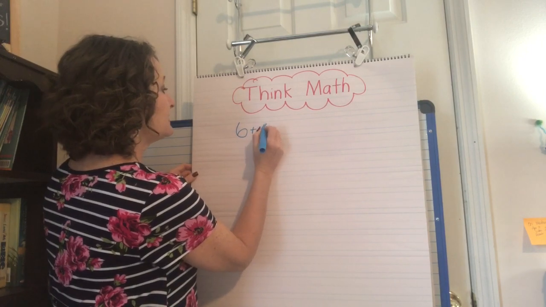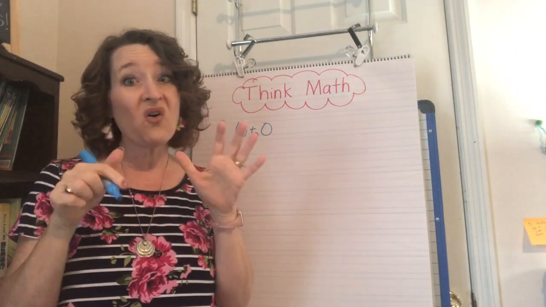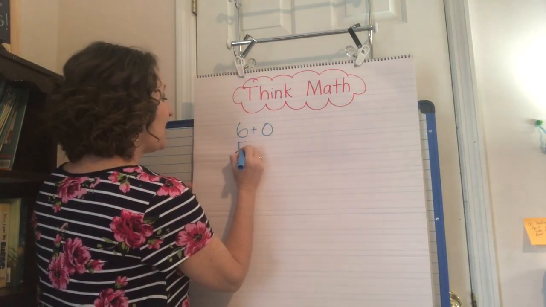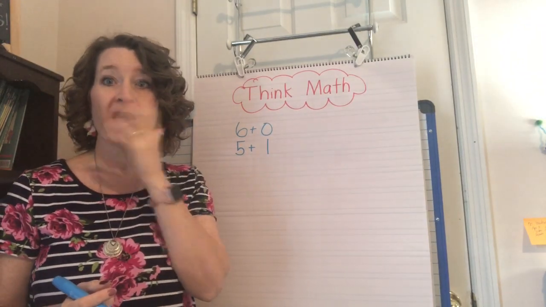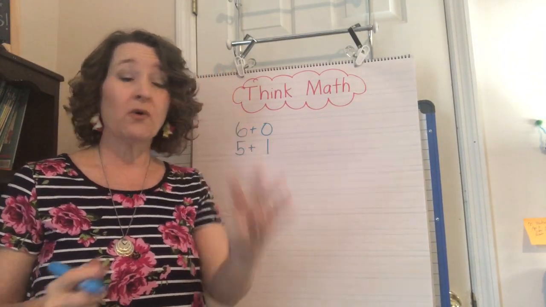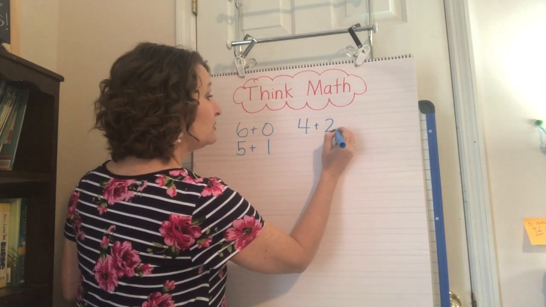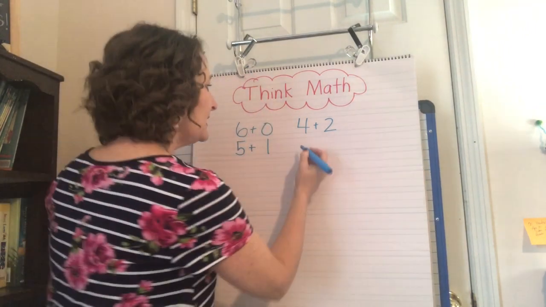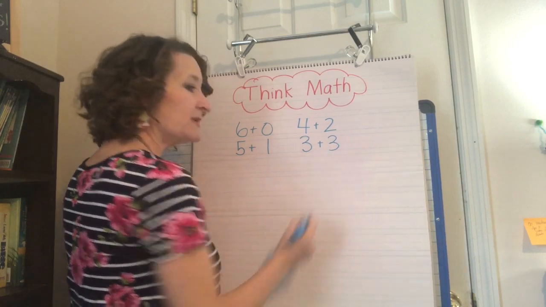6 plus 0. But then, instead of having the whole 6, I could just have 5. 5 plus 1. Another way was with 4, 4 plus 2. Oh, I know. 3 plus 3. So here's some different ways we can make 6.